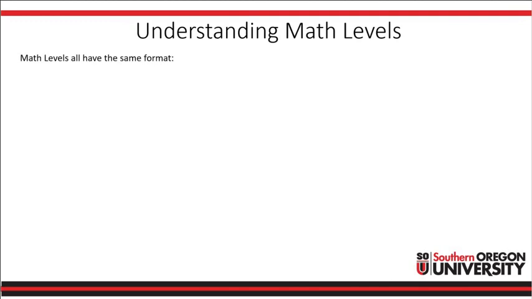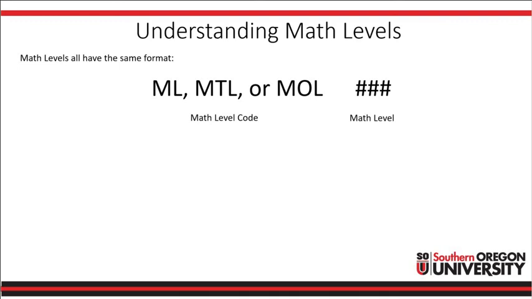It might be useful to understand a little bit more about how to understand math levels when you see them. So math levels all have the same format: ML, MTL, or MOL, which is your math level code, followed by a three-digit number, which is your math level. So there are three different types of math levels that we use here at Southern Oregon University.